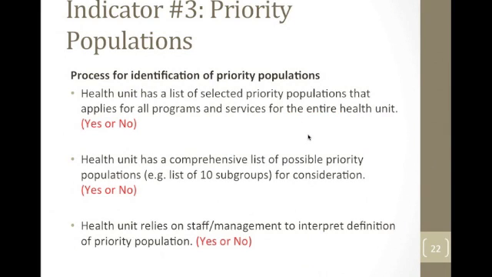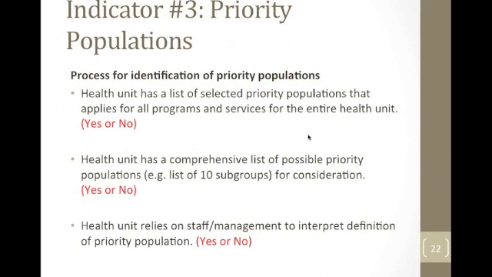This slide is more about who really determines priority populations, or what type of either direction or flexibility a health unit has in terms of what the priority populations for either specific programs or not. So in the very directive case, the first case, the health unit has a pre-listed selected priority populations, whether it's people low income, they're francophone or something like that, that applies to all programs and services, that all of them have to use these as priority populations.